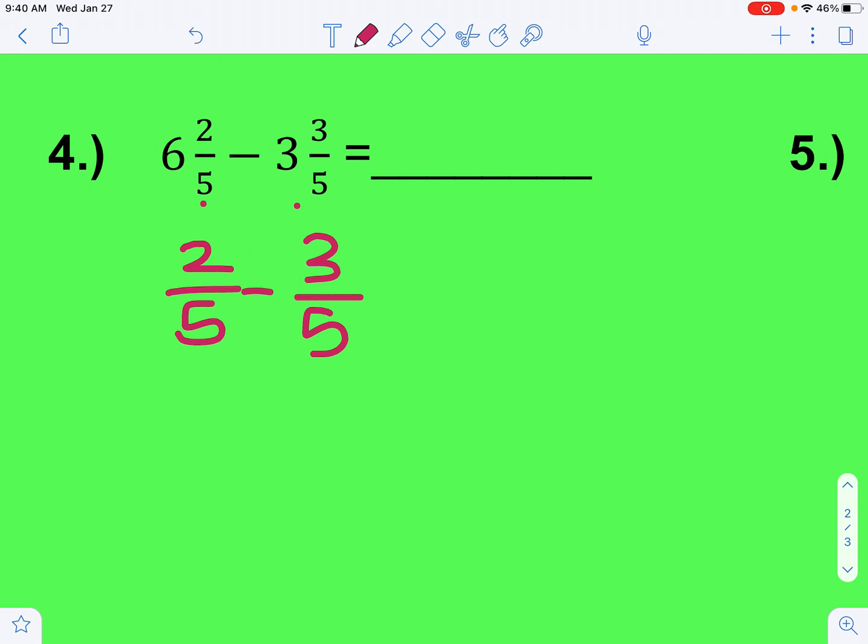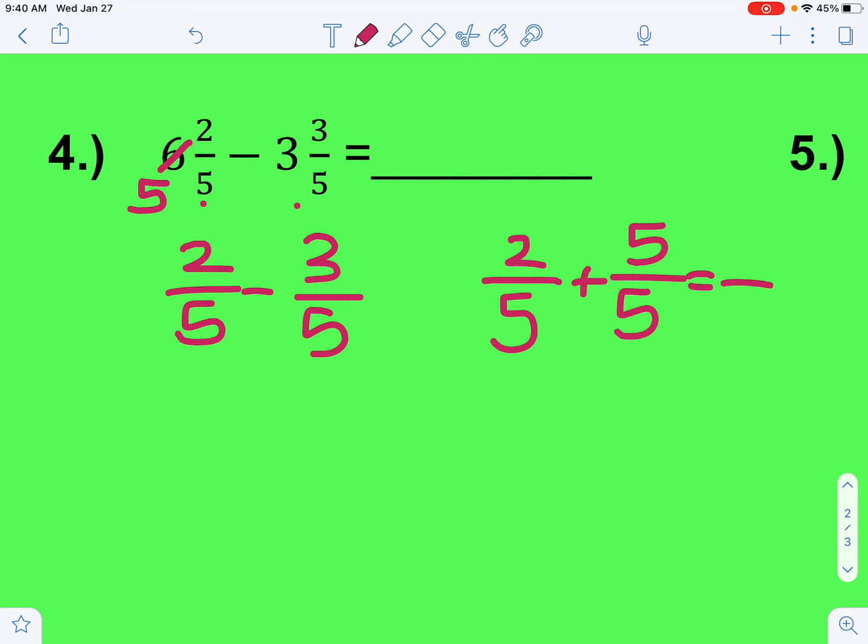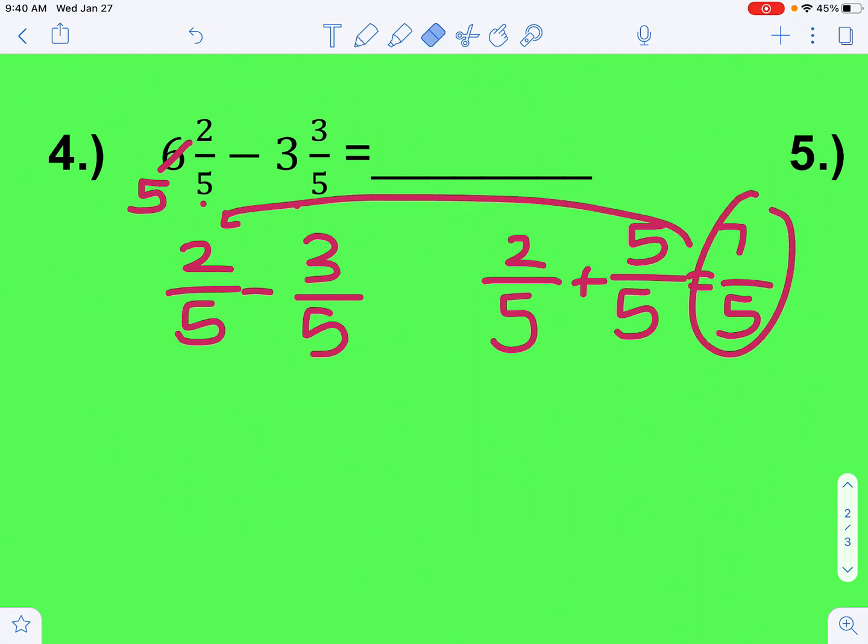No, we can't. So we need to take a whole from our 6, so that's going to change to a 5. Okay, so we have 2/5 right now, but we want to make another whole, which is 5 over 5. 2 plus 5 gives us 7, and our denominator stays a 5. Okay, so this 7/5 is really our 2/5, so let's go ahead and change that to a 7.